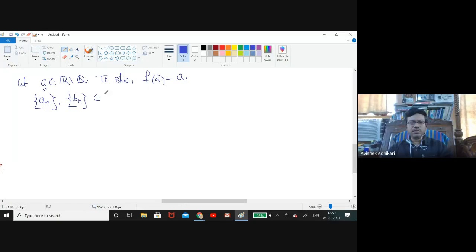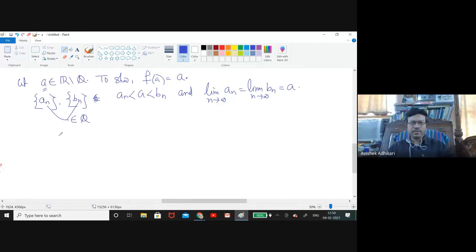So they belong to the sequence, all the elements. In that way, all the elements must belong to Q. That means two sequences from the rational numbers, such that an is less than a, a is less than bn, and both of them, the limit as n tends to infinity of an equals the limit as n tends to infinity of bn, must be equal to a. Is the statement right or wrong?